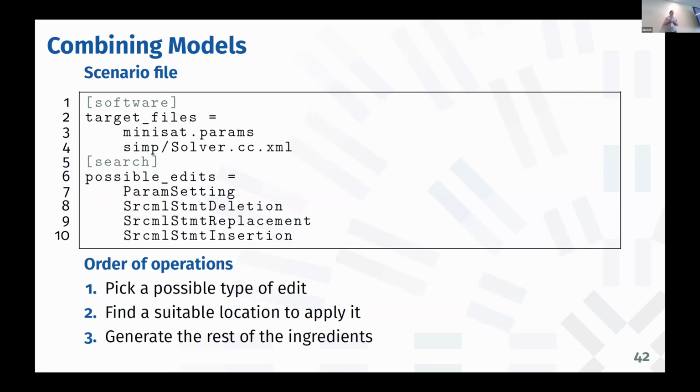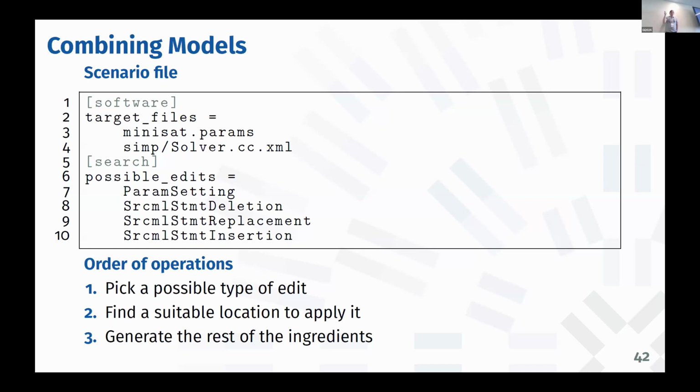You can combine models. So if you want to, for example, modify the source code and modify your configuration file and your compiler configuration and something else, you simply have to specify it to Magpie. So you have a list of target files. Each of them will be associated with a different model, which will give you the Magpie variant. And you just need to specify which edit it has the right to use. The other operation is that Magpie first picks one edit at random, then tries to find one model that it can apply the transformation on, and then it will generate everything.